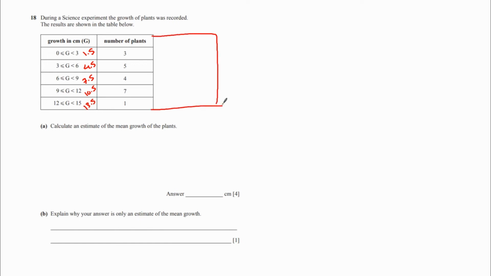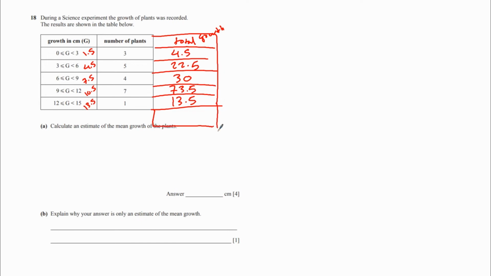So if I again continue in here, similar to one of the questions that I did in this paper, the total growth in here would be 3 times 1.5, which is 4.5, 5 times 4.5, which is 22.5, 4 times 7.5, which is 30, 7 times 10.5, which is 73.5, and 1 times 13.5, which is 13.5. So we add them together, so this would be our total growth. So this would be 27, 57, and then this side we have 87, and 57 would be 144.